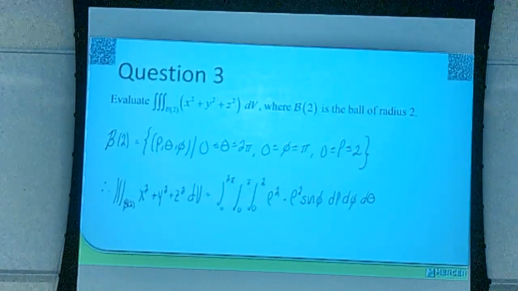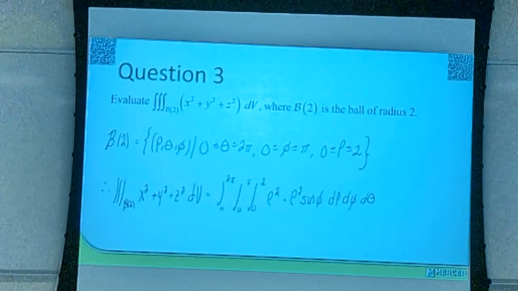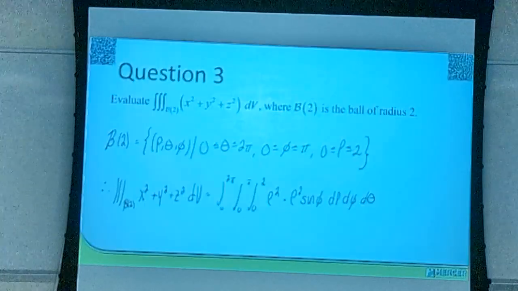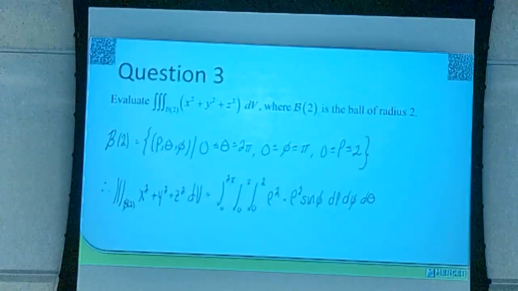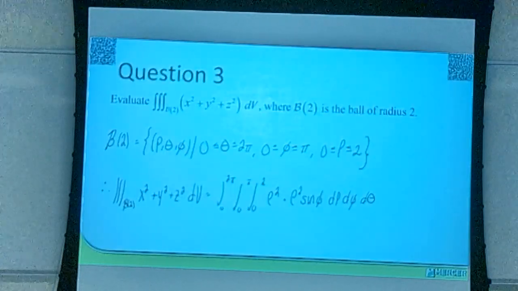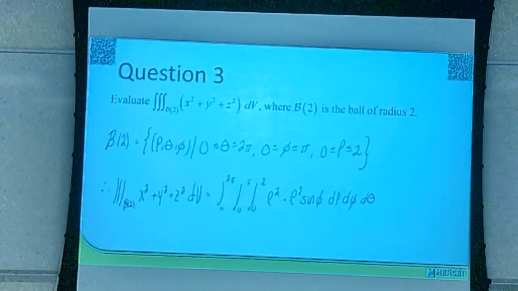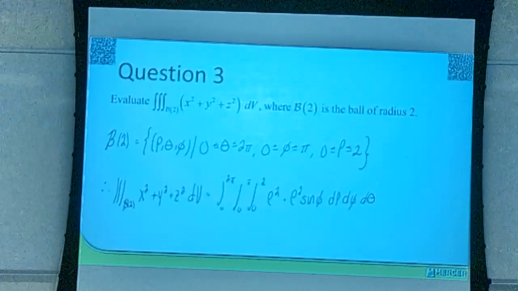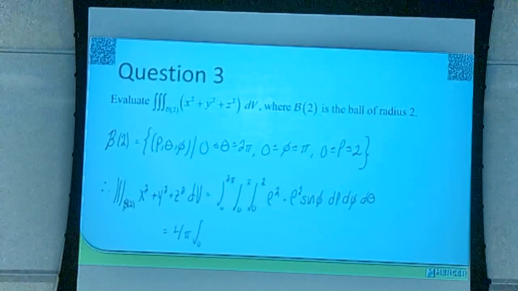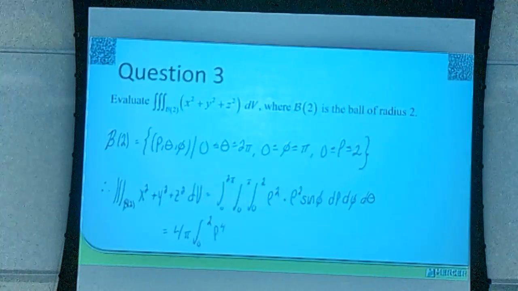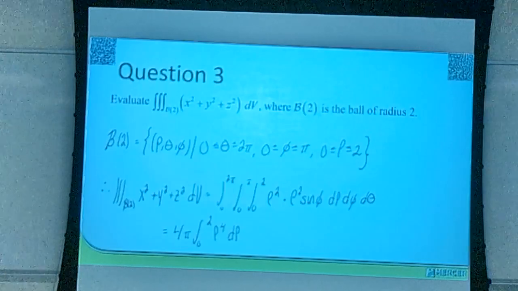What did we just say that was? Oh, never mind. Repeat the question. What's the integral from 0 to pi of sine phi d phi? You said that was 2. Becomes just 4 pi, the integral 0 to 2 of rho to the 4th d rho.